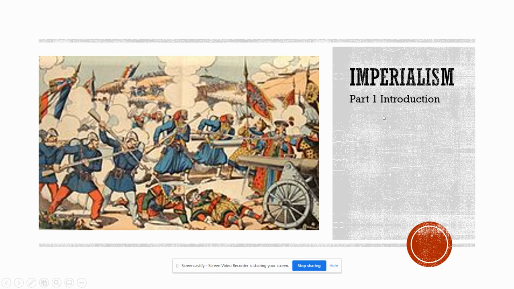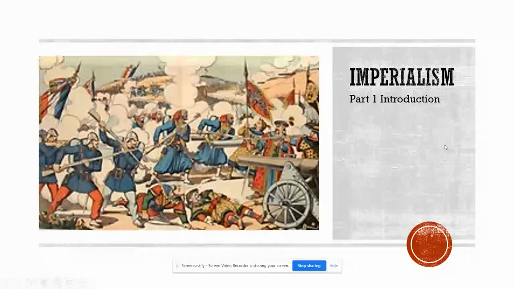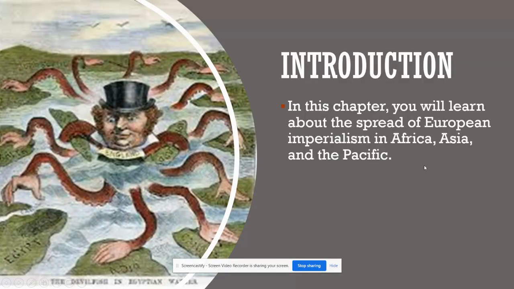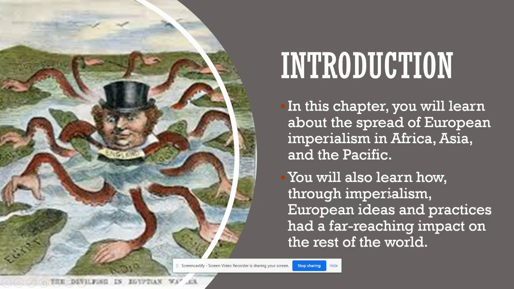All right, so Imperialism, Part 1, Introduction. In the chapter, you'll learn about the spread of European imperialism in Africa, Asia, and the Pacific. And what you have here in this picture is England, and they're showing them kind of like an octopus reaching out for all the different places like Egypt, Asia, and really kind of throughout the world.